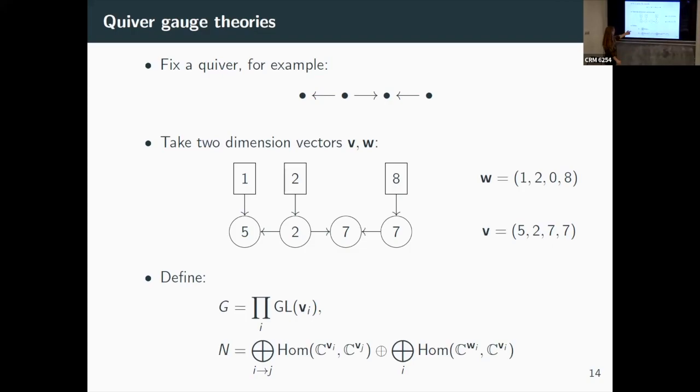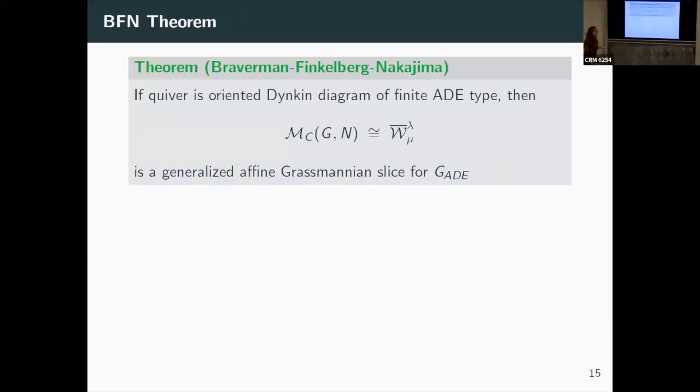And from that, they define a group and a representation. The group is coming from the circles, and the representation is coming from the arrows. So the group is just the product of GL5, GL2, GL7, GL7. And the representation here would be all of the linear maps corresponding to arrows. So this is exactly the sort of input data we can feed into this Coulomb branch machinery, which we're just using as a black box here. And they prove this remarkable theorem. So we start with an ADE Dynkin diagram, and V and W, the exact data from the last theorem.